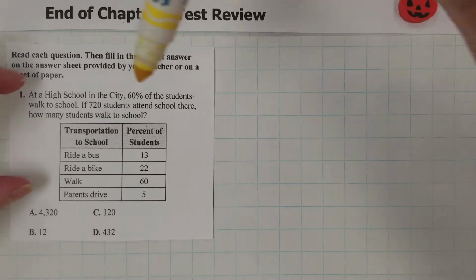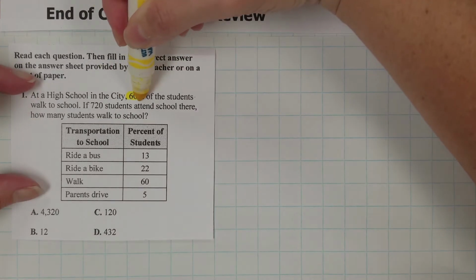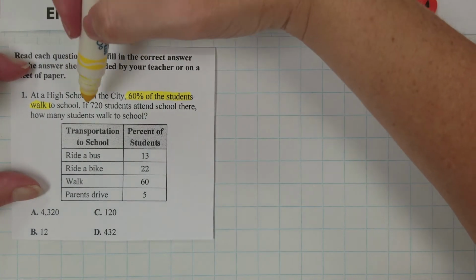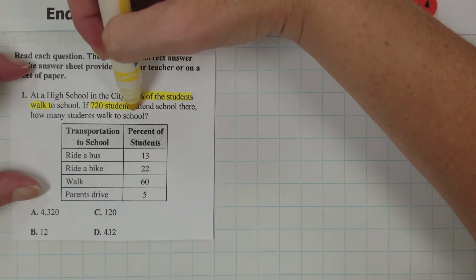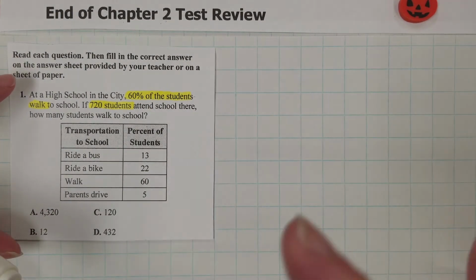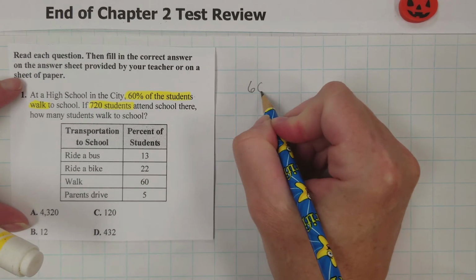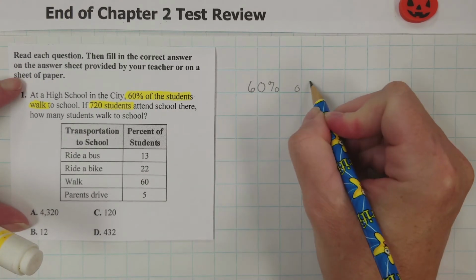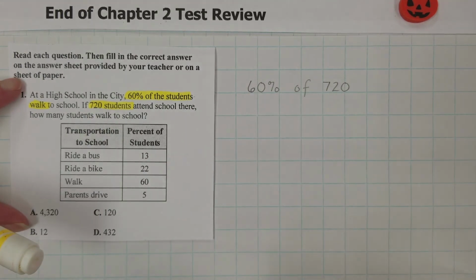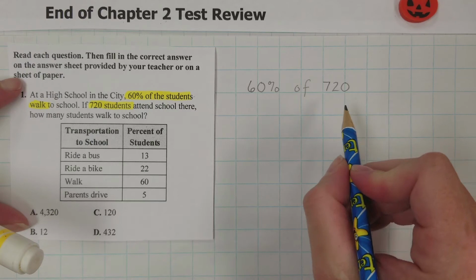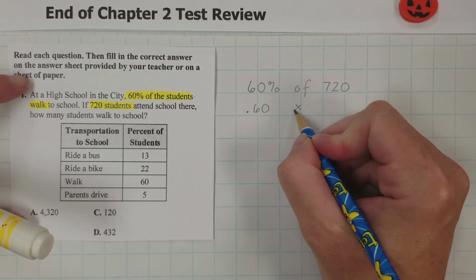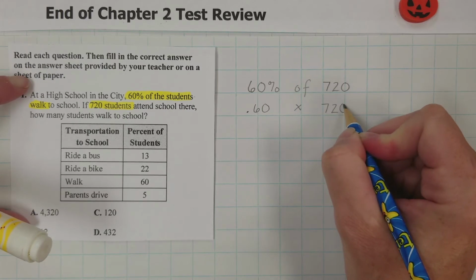Our important information I'm going to highlight. 60% of the students walk to school, and there are 720 students in all. I can write this as a math phrase. 60% of the students, which we said there are 720, this can be changed into an expression. 0.60 of means multiplication, 720.